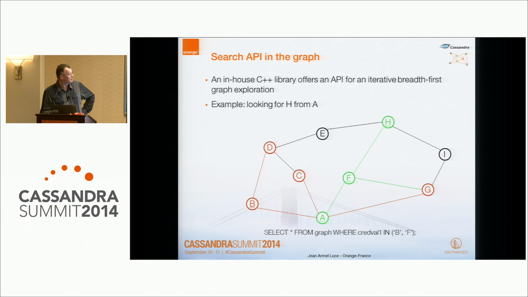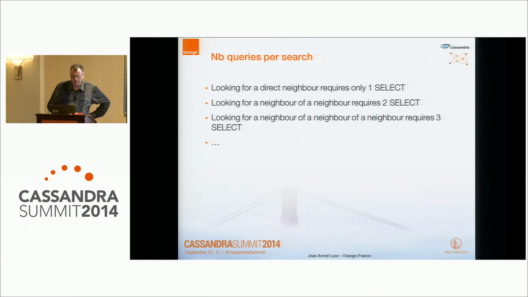So what you have seen here is that with only 2 queries, we were able to retrieve H, what we were looking for. It means that when we are looking for the direct neighbor, it requires only 1 select. When we are looking for the neighbor of a neighbor, it requires 2 selects, and so on.